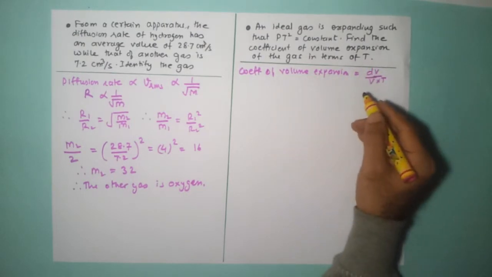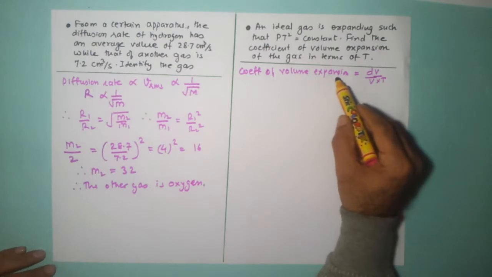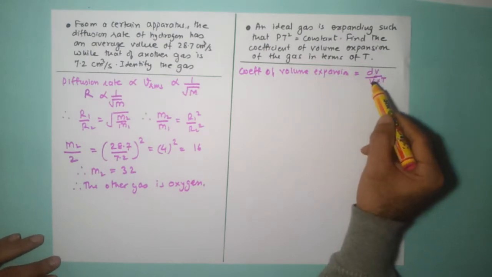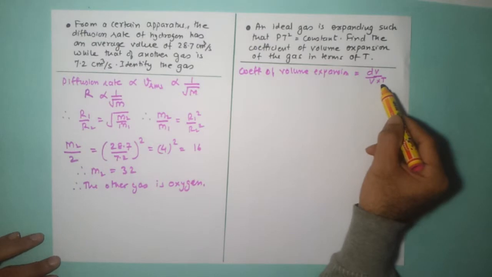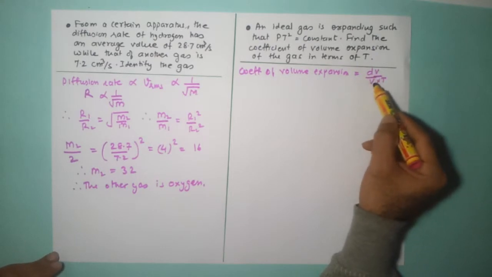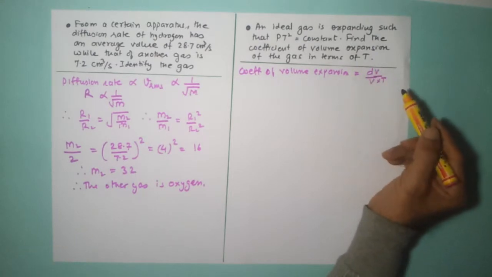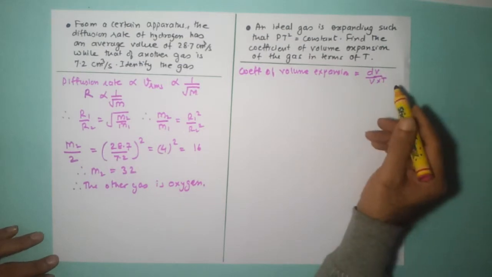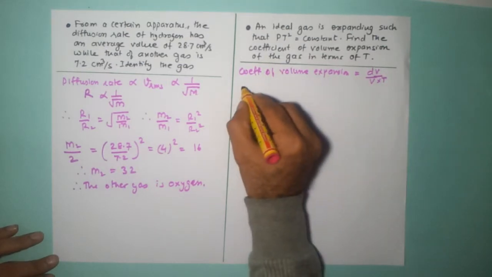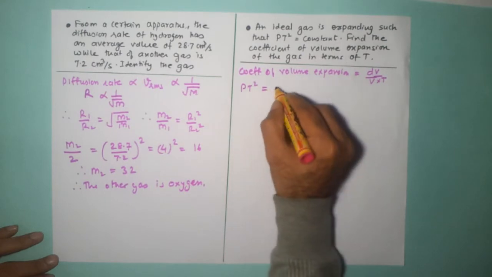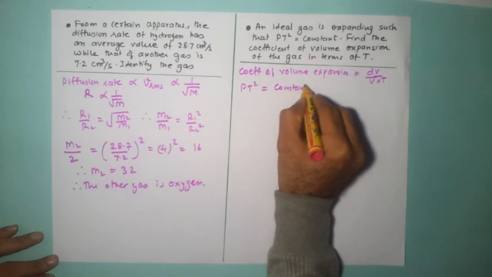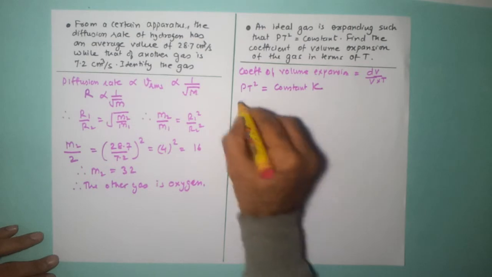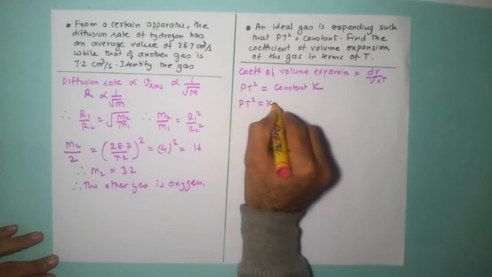Just to revise this, what is coefficient of volume expansion? It is change in volume per unit original volume per unit rise in temperature. As the temperature increases, the volume of the gas increases, and that change is taken per unit original volume. This is known as the coefficient of volume expansion. So basically we want to find this in terms of temperature T. Now we have been given P T square is equal to some constant, let us say K. So we have P T square is equal to K.